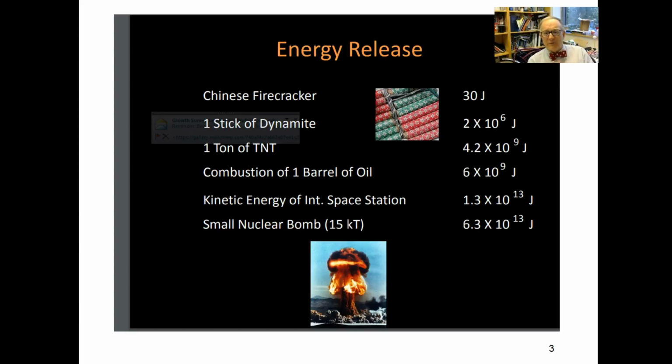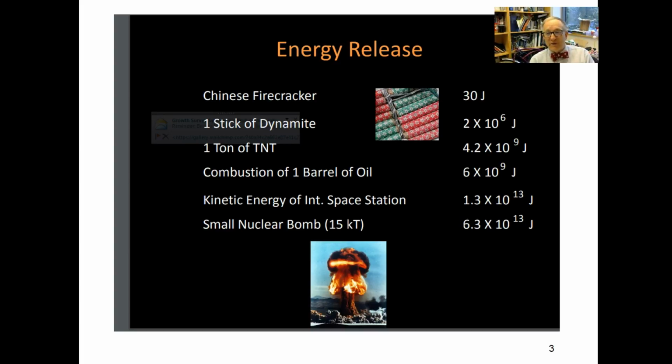So let's see how different things measure up in terms of energy. So you set off a firecracker on 4th of July or New Year's Day, that's 30 joules. A stick of dynamite is 2 million joules. A ton of TNT, that explosion, is 4 billion joules. And so those are sort of explosive, very immediate and sudden releases of energy. A combusted barrel of oil is about 6 billion joules.